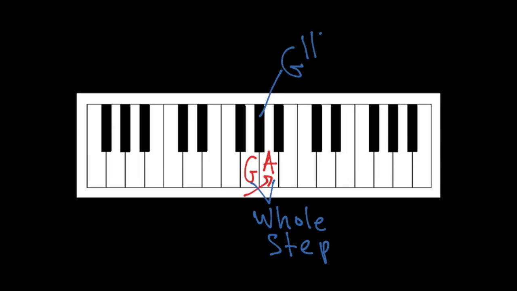For example, let's start on the note G. Now if we move up to the first white key, which would be the note A, would that be a half step or whole step? If you said whole step, you're correct, and that's because there is one note separating these two notes, and that would be G sharp, or you could also call it A flat, depending on what direction you're moving.